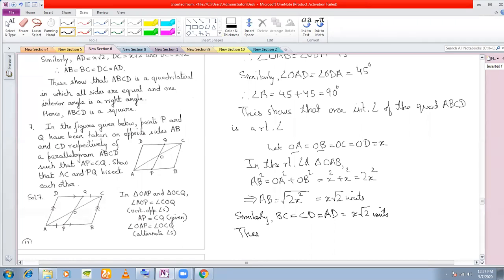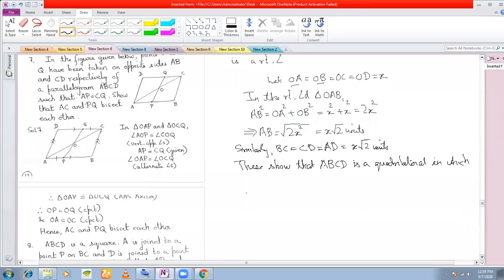These show that ABCD is a quadrilateral in which angle A is equal to 90 degree and AB is equal to BC is equal to CD is equal to AD. Hence, ABCD is a square.